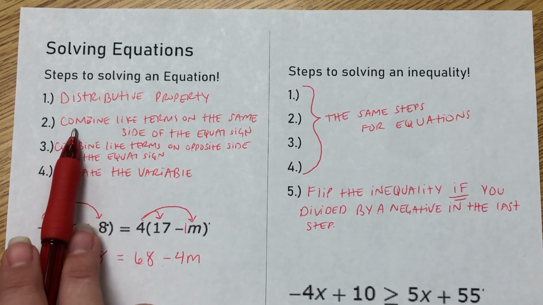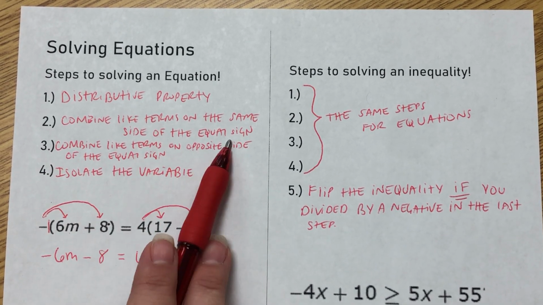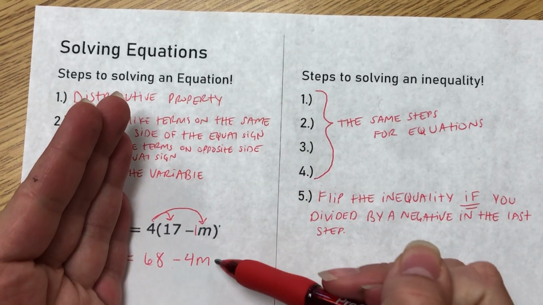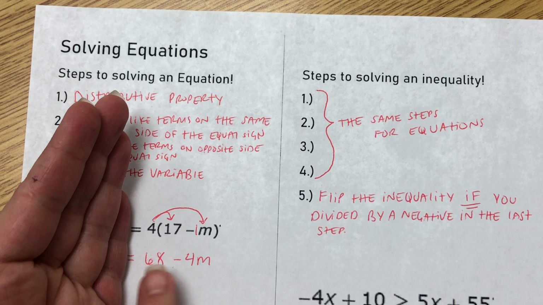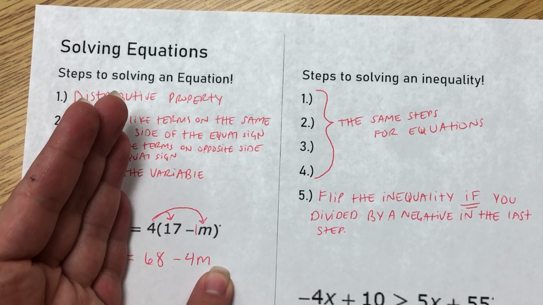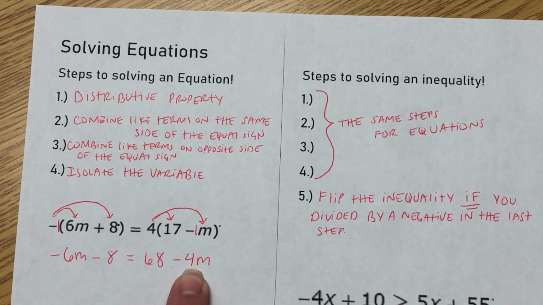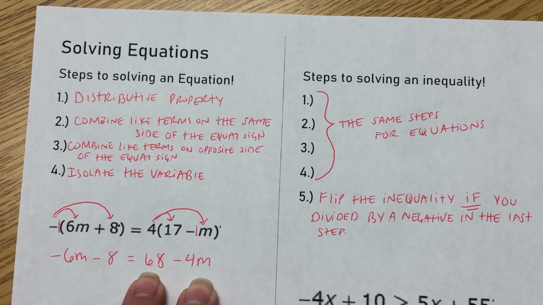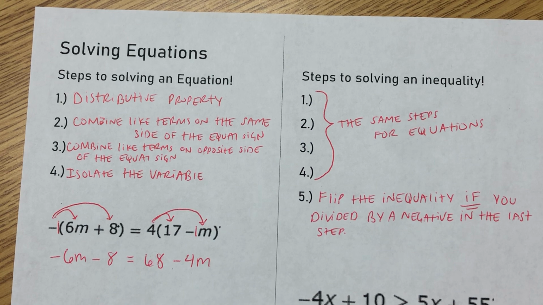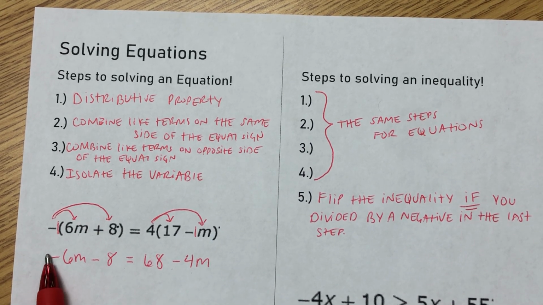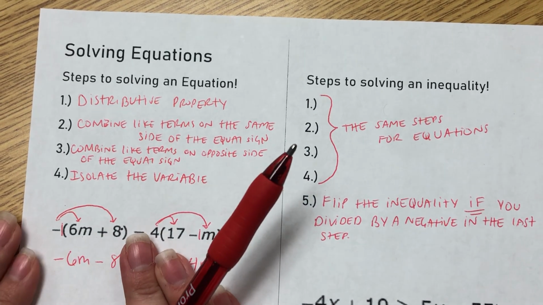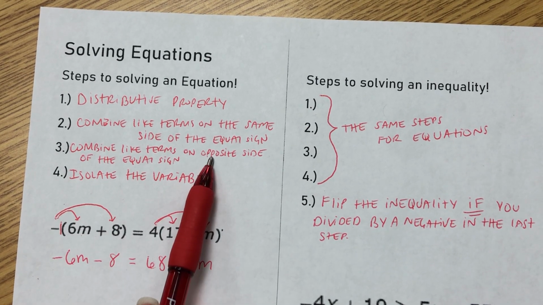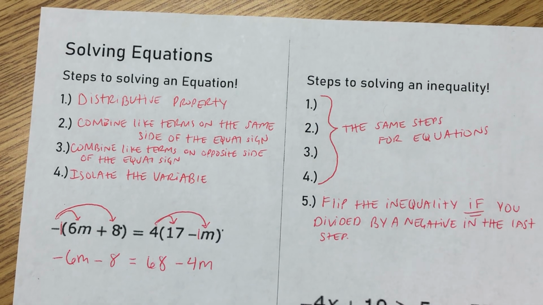Let's move on to the next one, combining like terms on the same side of the equal sign. So we look on the same side over here to make sure that if we have any like terms, they are put together. Like terms are pieces of the equation that have the same things, so that has a variable and that one doesn't. Those two are different terms. Since you did not need to combine any like terms on the same side, you move to the next step, combining like terms on the opposite side of the equal sign.